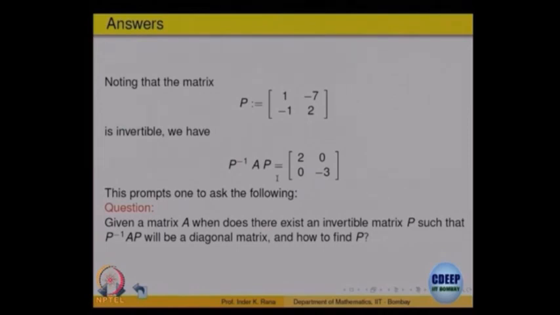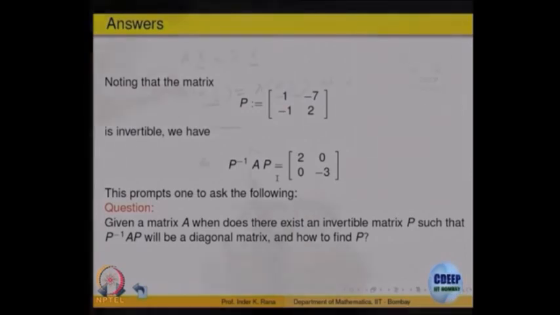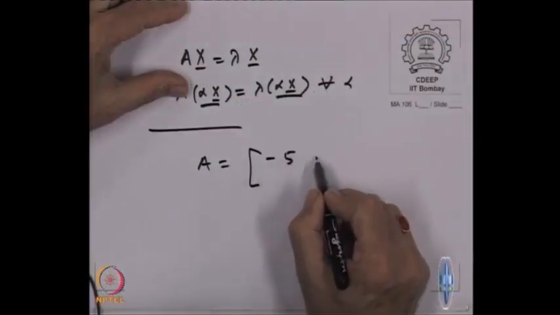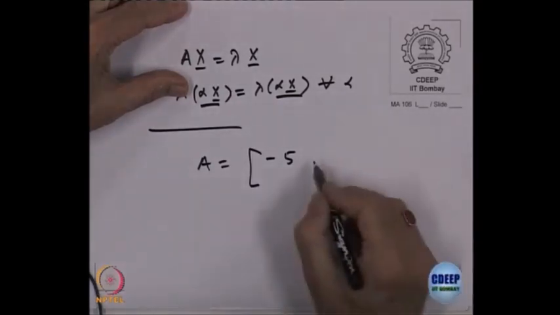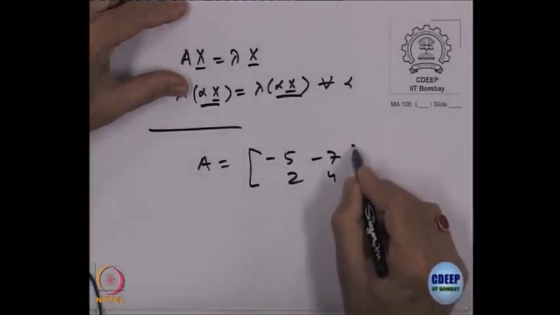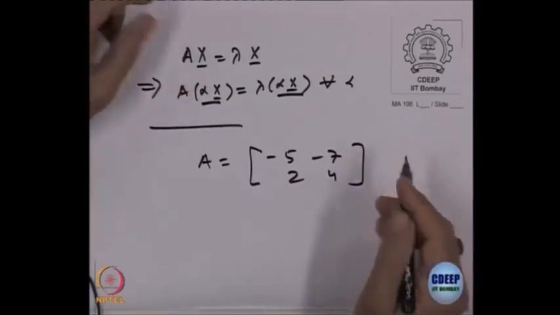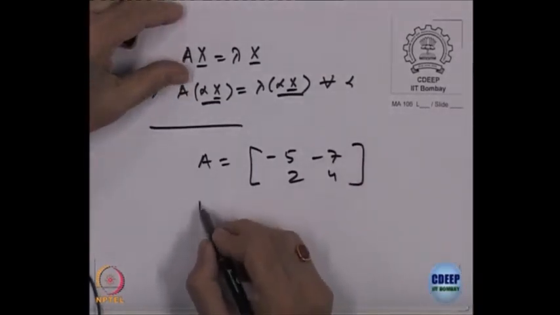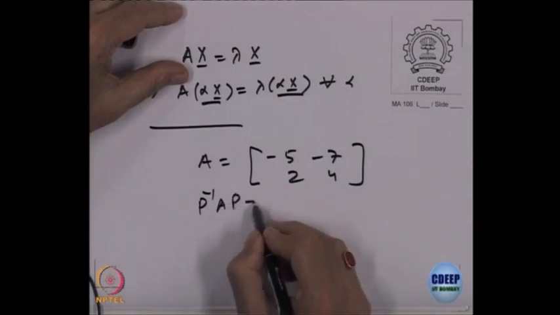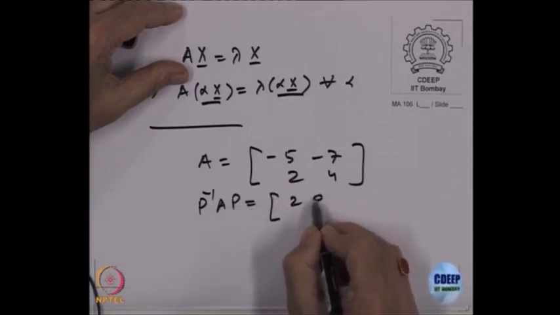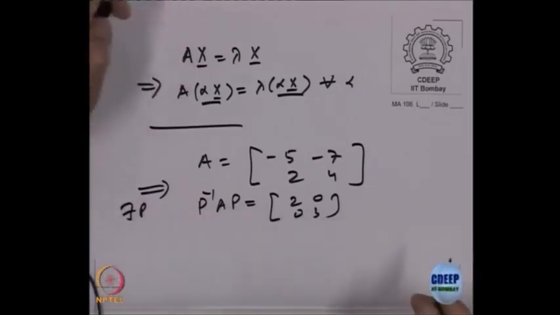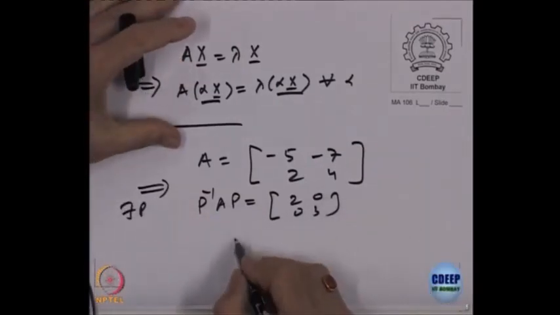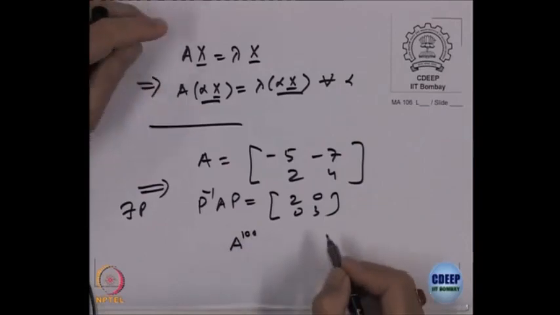So, that was the matrix. What was the matrix we had? A was the matrix which we had, minus 5, minus 7, 2 and 4, right. And for this matrix A, I have got P inverse AP equal to 2, 0, 0, 3. There exists P such that this holds. I want to compute what is A raised to power 100.